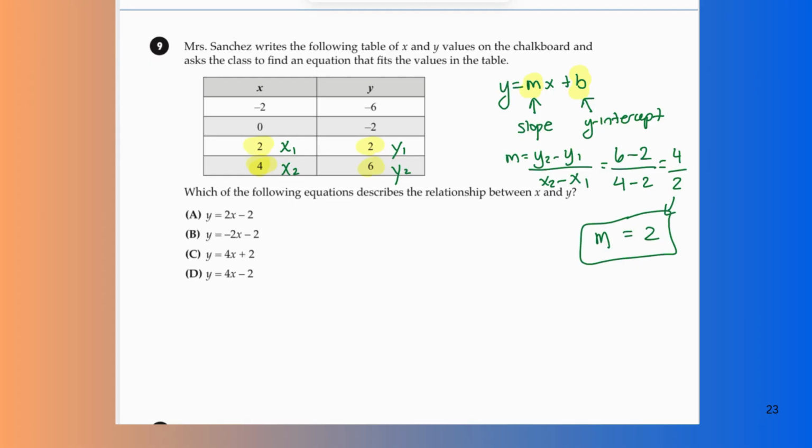Well, there's a longer way to find the y-intercept, but this problem actually made it pretty easy because if you look at the table, this value right here is special. This ordered pair 0, negative 2 is the y-intercept because at every y-intercept, the x value is always going to be 0. So if the table gives you an ordered pair with x value 0, you already know the y-intercept is negative 2. And that looks like answer choice A, like we said.